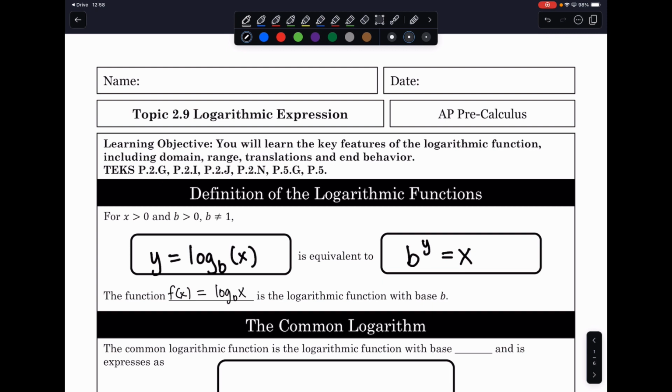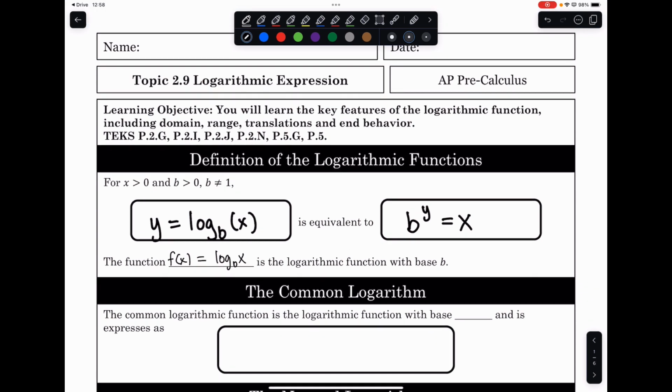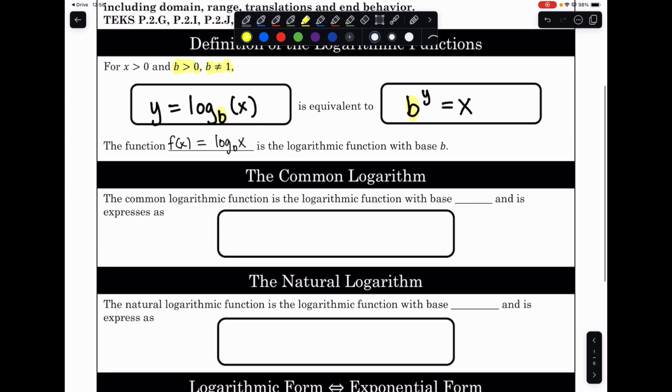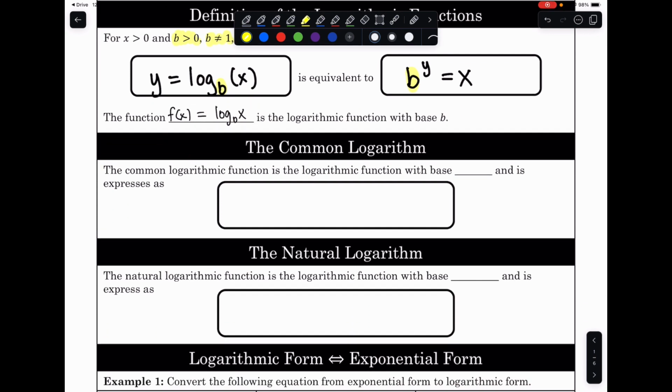Okay, so moving on. While our base, this b here, could be any positive number as long as it's not equal to 1, there are two special and unique bases that are commonly used. The first one, with no pun intended, is referred to as the common log. The common logarithmic function is a log function that has a base of 10.